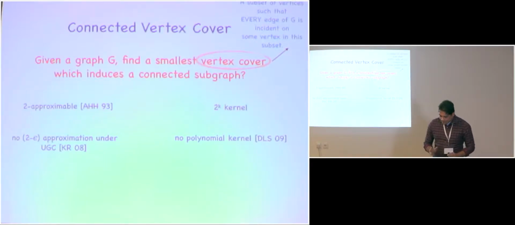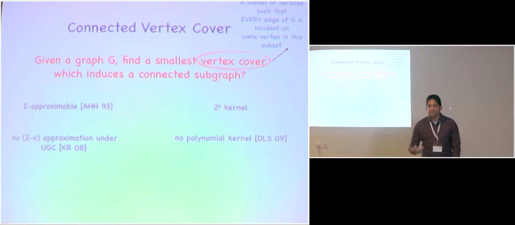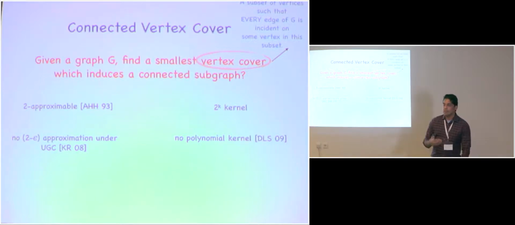Okay, so let me give you one concrete example to give you an idea of the type of arguments that one uses in designing these approximate kernelization algorithms. By now, I'm pretty sure you're all familiar with the vertex cover problem. In the connected vertex cover problem, the only additional constraint is that you want the vertices of your solution to also induce a connected subgraph of your original graph. Simple enough constraint. Unfortunately, it changes everything.